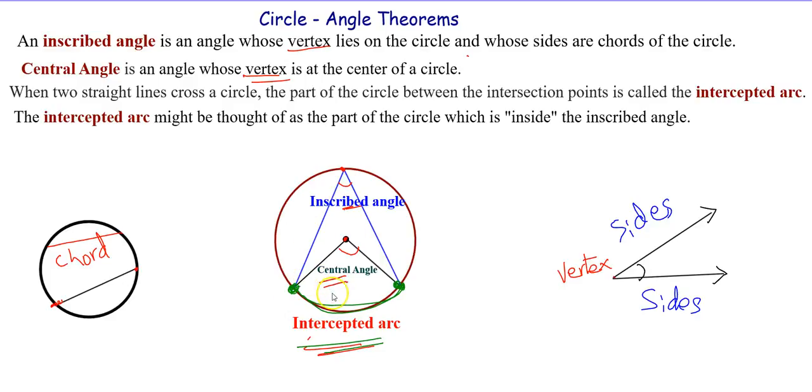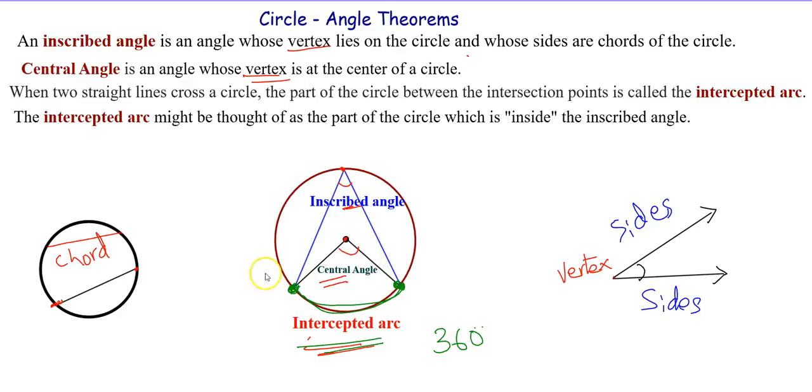Now all these three have measures. Like the inscribed angle, it has a measure, maybe 30 degrees or 35, whatever it is. We'll see the relationship in a minute. In the same way, the central angle also has a measure. Even the intercepted arc is measured in terms of degree measure. The measure of the whole circle is 360 degrees. So the measure of this arc will be anything less than 360.